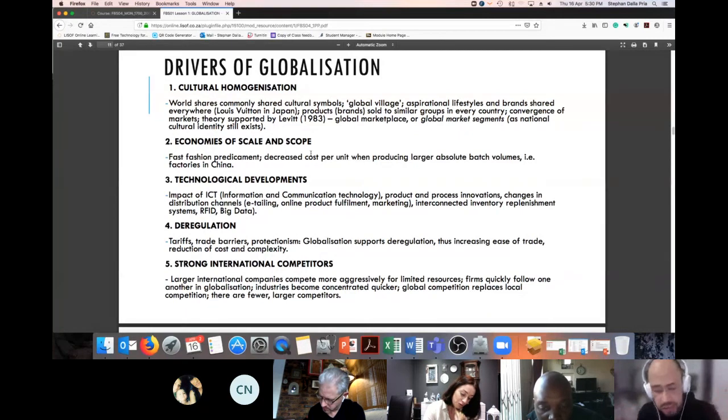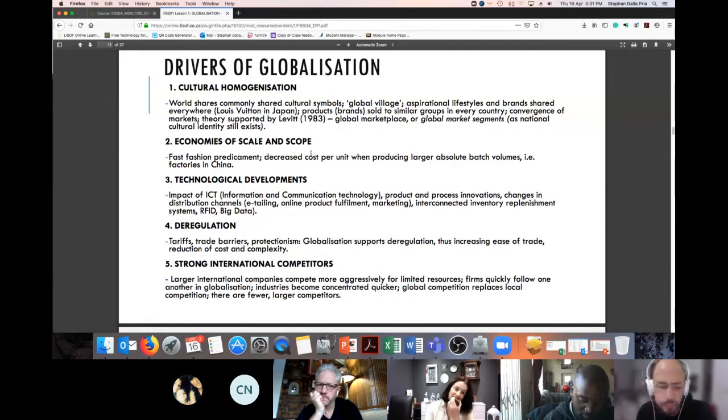Then deregulation, it's very self-explanatory. Every time you import something or export something, there are tariffs. And for that, there is a video in the slide pack on what that does in terms of protectionism and introducing ease of trade. Okay, so please watch that video also in the slide pack, and then strong international competitors.